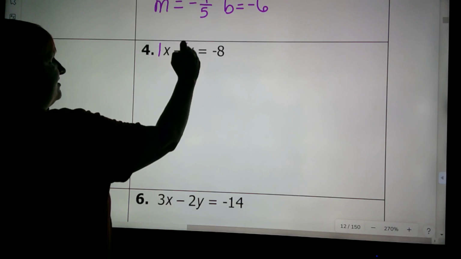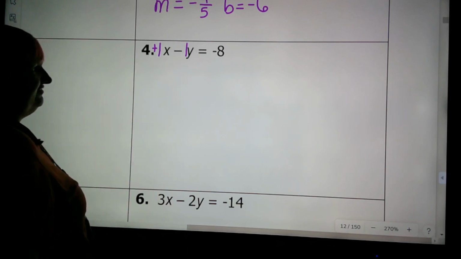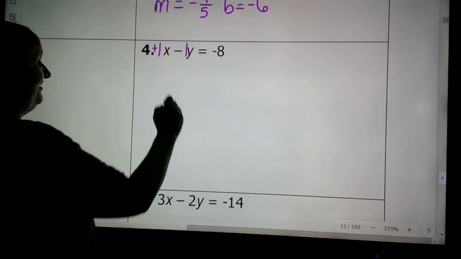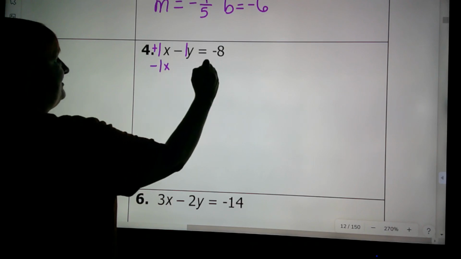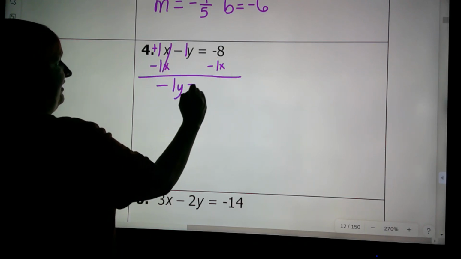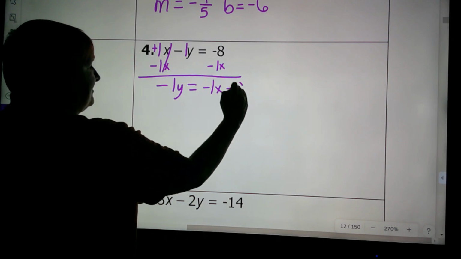Invisible ones, visible positive sign. If it helps you, put all the invisible stuff. Alright? So we're going to subtract 1x. -1y equals -1x minus 8.